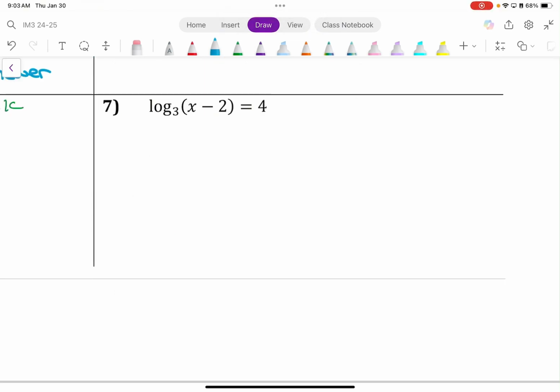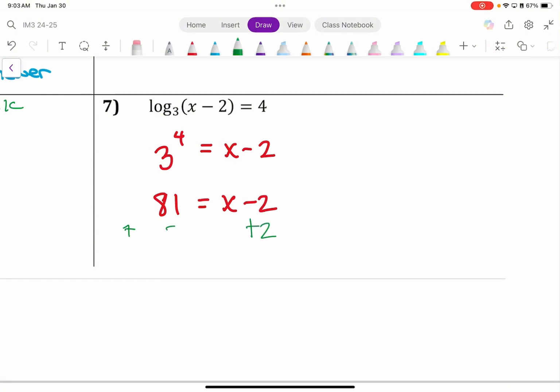So, log base 3 of x minus 2 equals 4. How do I rewrite this? This will become 3 to the power of what? 3 to the power of 4 equals x minus 2. All right, 3 to the 4th power is 81. 81 equals x minus 2.